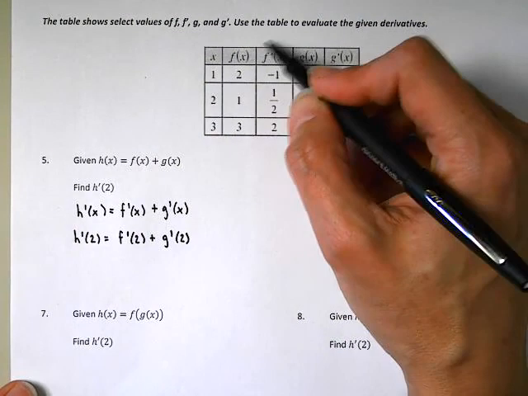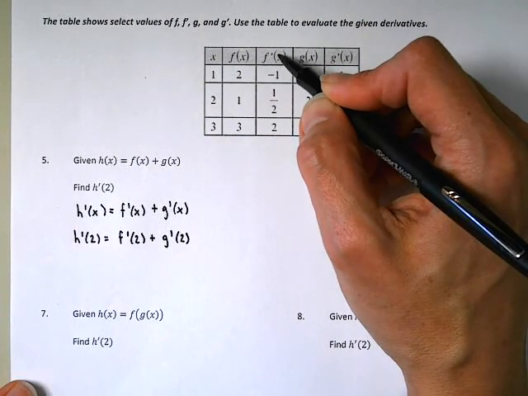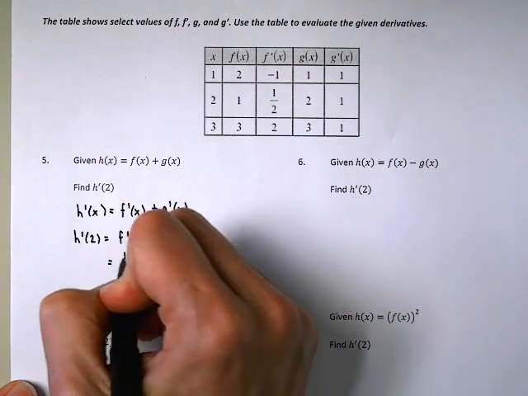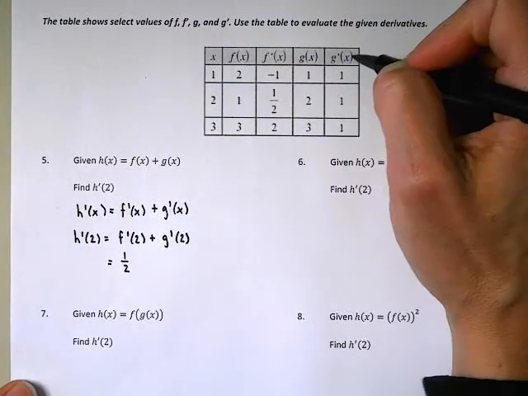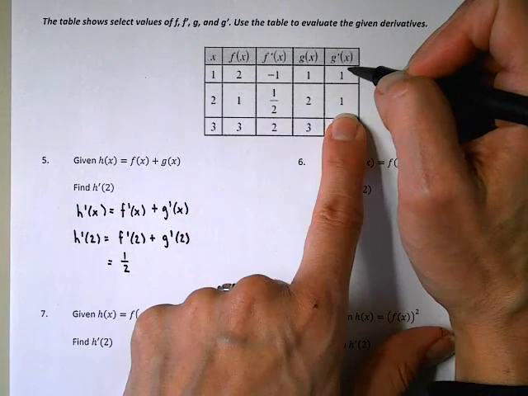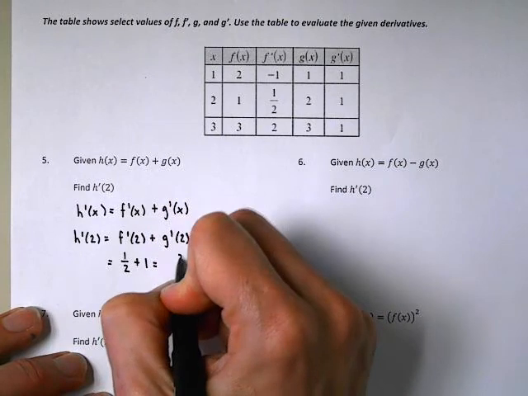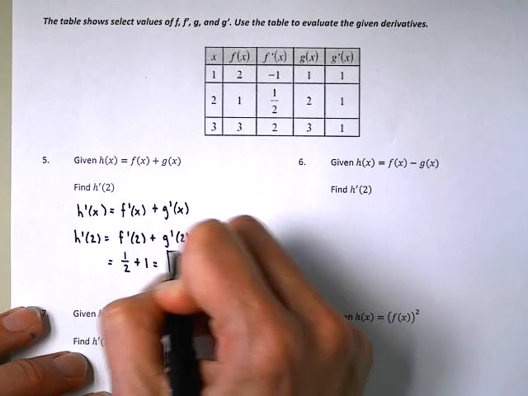And I'm going to use the tables to find those values. So I'm going to look in the f prime column. F prime, when x equals 2, is 1/2. G prime, when x equals 2, is 1. So I have 1/2 plus 1, which is going to give me 3/2.